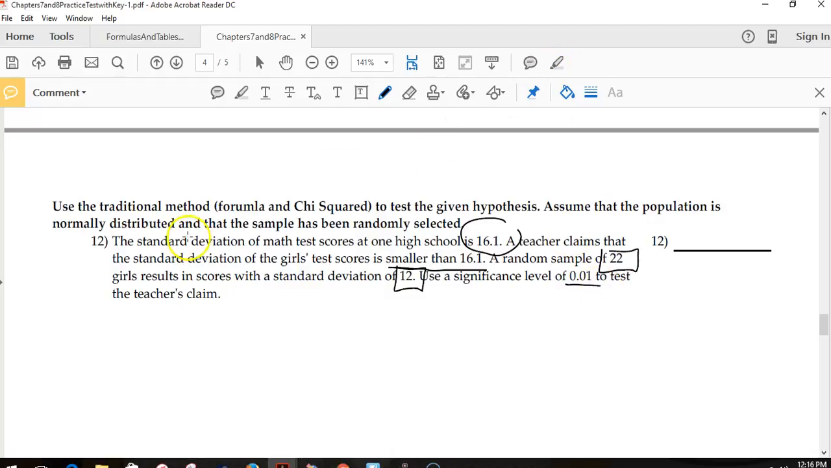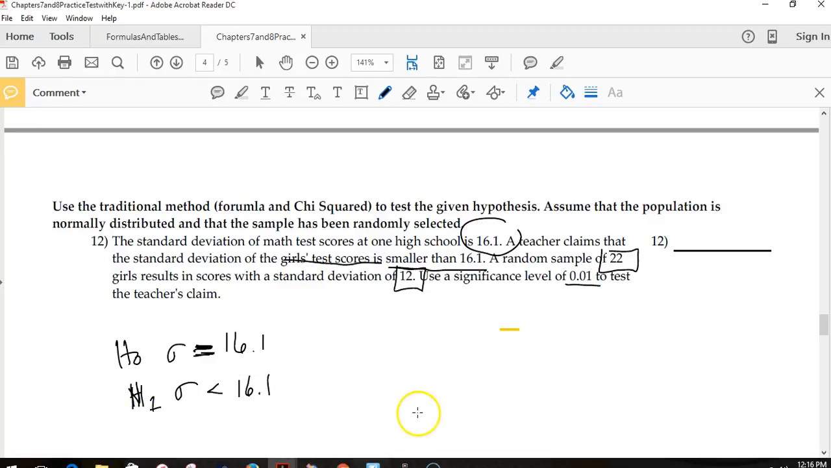And of course, that claim was that the standard deviation of the girls' test scores is smaller than the 16.1. So my claim is that the standard deviation is less than a 16.1. The opposite of less than is greater than or equal to. And if I say equal to, we know that we have our null. So there's my null, there's my H sub 1.